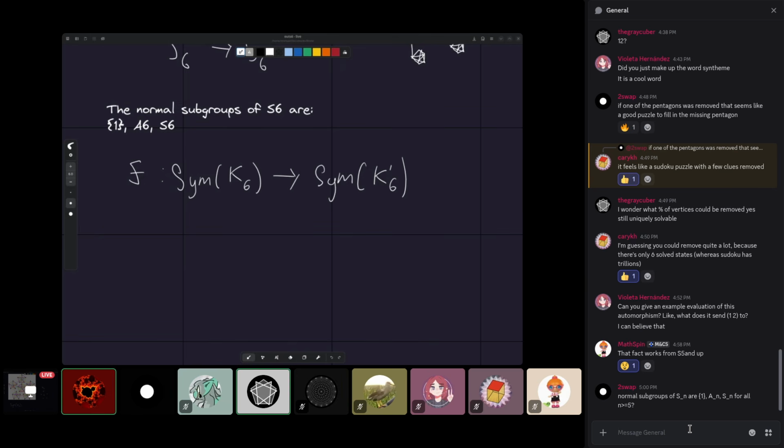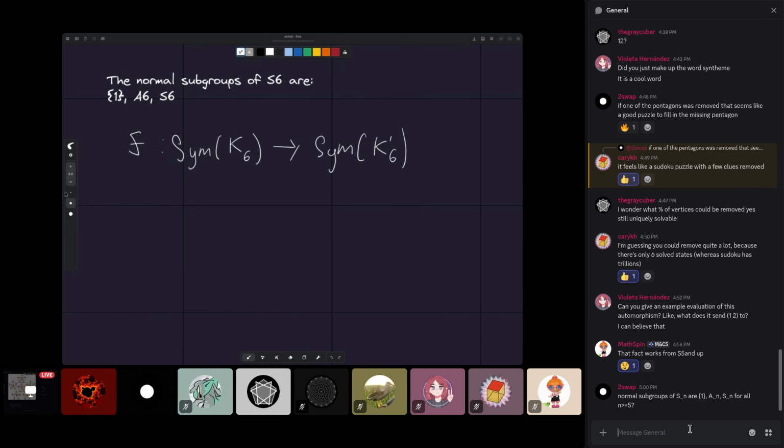Is it like at most 120? Yes, exactly. You're trying to bound the size of it. So let me write what it is we want. We're trying to show the index of the kernel in Sym 6 is at least 6.